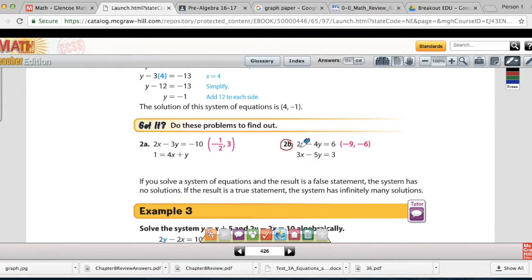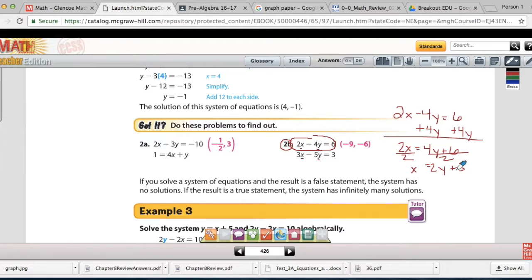In 2b, I do not see a variable by itself without a coefficient. So what I need to do is pick an equation, it doesn't matter which one, and isolate one of the variables. So in 2x minus 4y equals 6, I'm going to add 4y to both sides and get 2x equals 4y plus 6. And then divide by 2, and get x is equal to 2y plus 3.